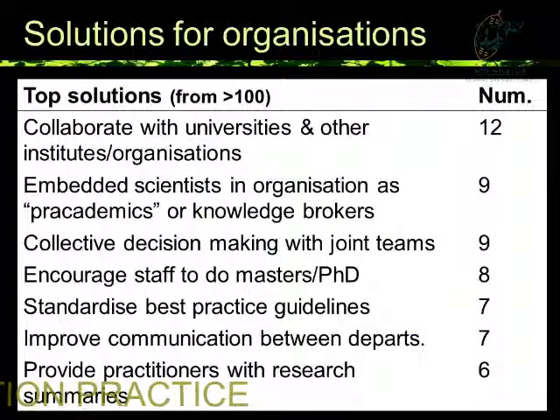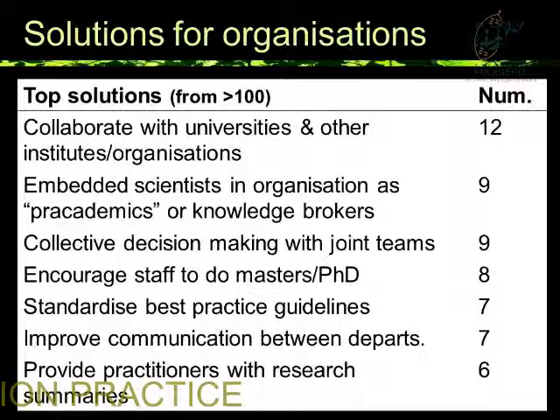And solutions, so it was really hard for practitioners to think about the solutions of how to improve that, but some of the main ones that we talked about were like collaborating with universities and other institutes, so that was the main one, and having embedded scientists in the organisation as pracademics, as Jessica Coburn mentioned yesterday, so meaning practitioners who, or like people who are sitting in between the two, so knowledge brokers, whose job is to translate the knowledge and the science to the practitioners.